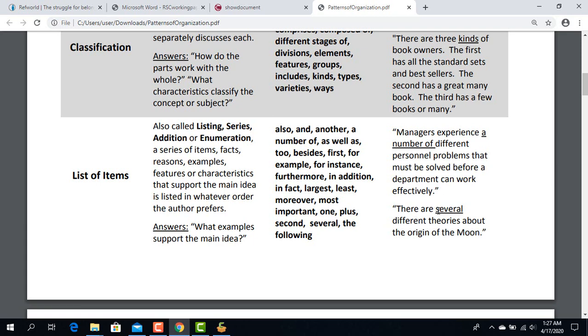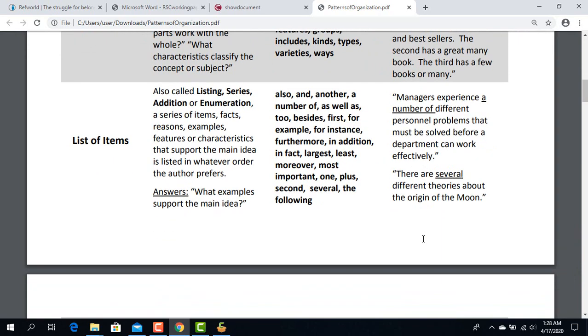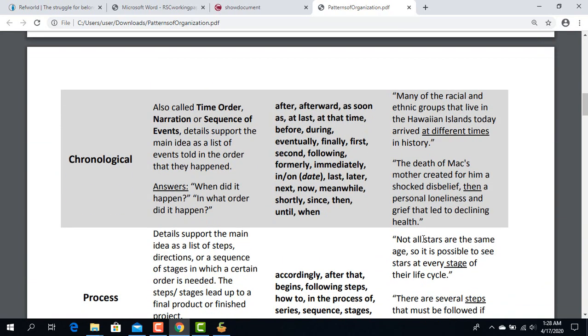Another one: there are several different theories about the origin of the moon. Of course, they are going to list these several different theories in this paragraph. So what is the pattern of this paragraph? What is the relation among these supporting details in the paragraph? Of course, it is listing, because we are giving several different theories about the origin of the moon in this paragraph.